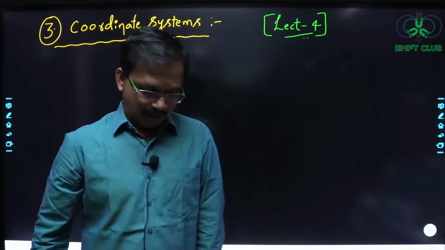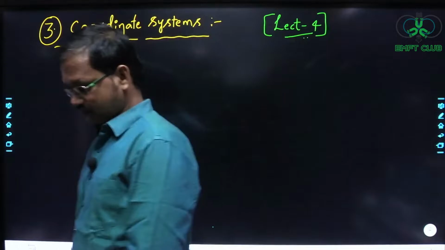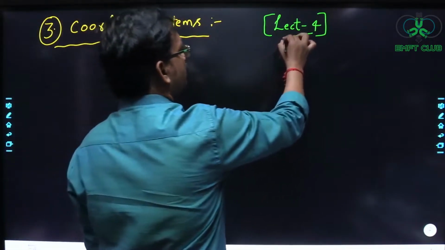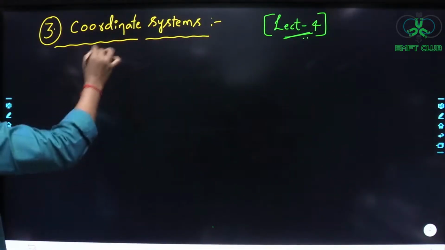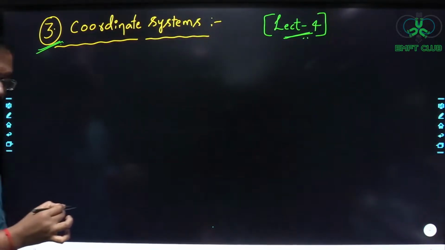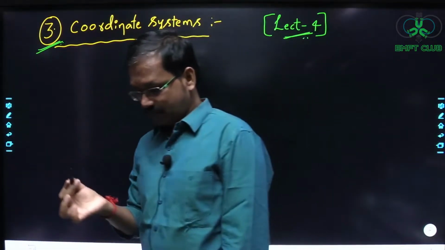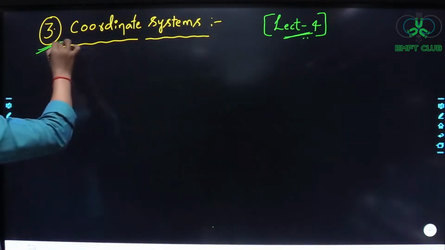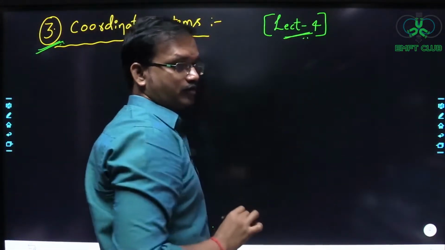Hi everyone, we have successfully completed the 3 lectures on the basics of vectors. Now this is lecture number 4, and here we are going to start a new topic, coordinate systems. So the first chapter we completed was the introduction, the second chapter was basics of vectors, and after that we have started coordinate systems. This is the third chapter, and this is lecture number 4.